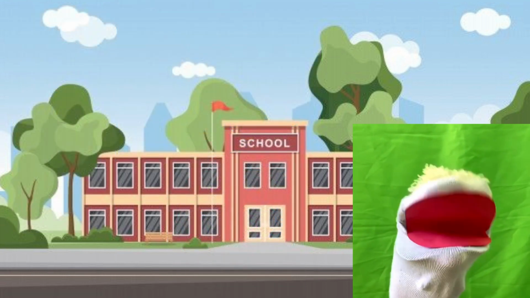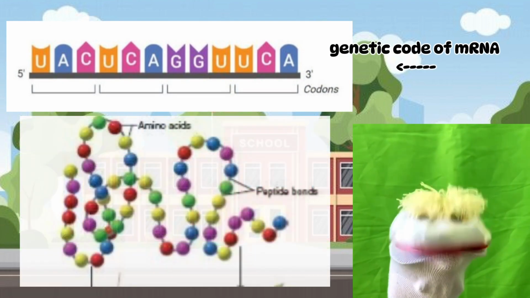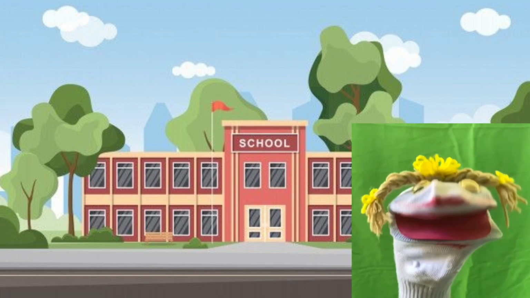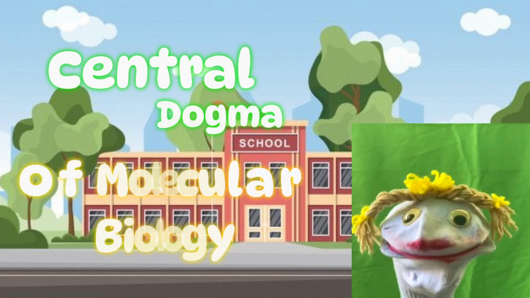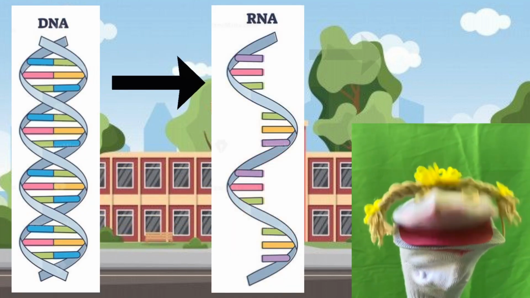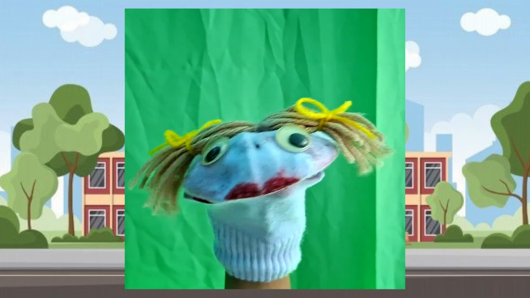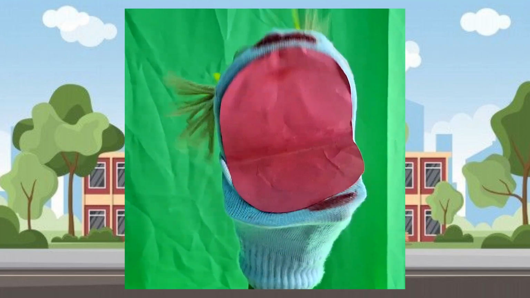During translation, the genetic code in mRNA is read and is used to make a polypeptide. Then, these two processes are summed up by the central dogma of molecular biology, from DNA to RNA to protein. Now, let's dig deeper and know the process of transcription.